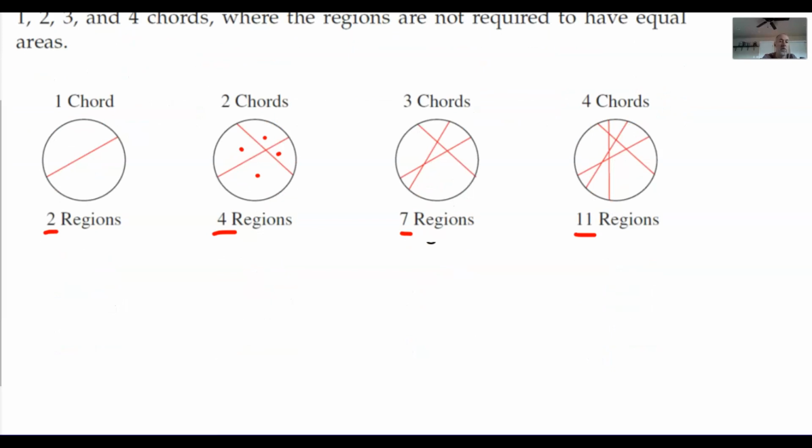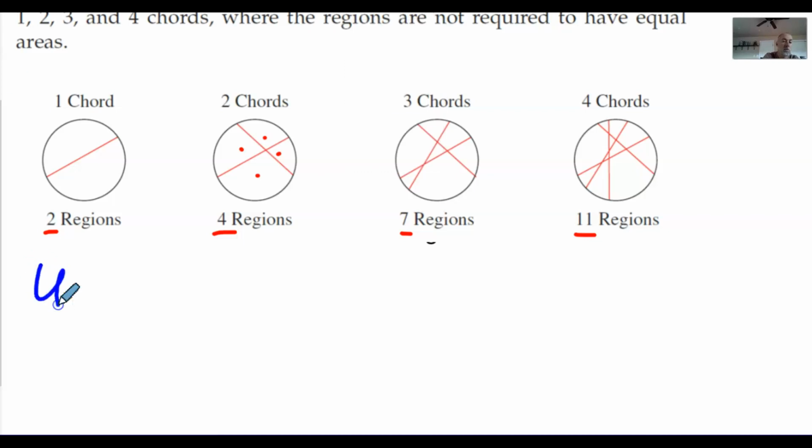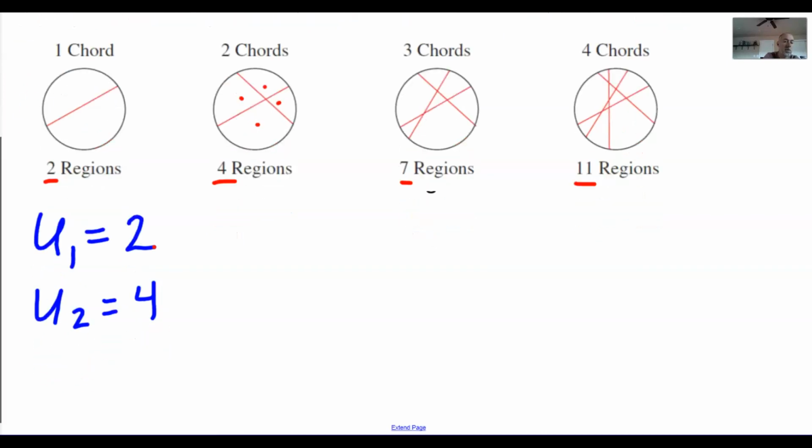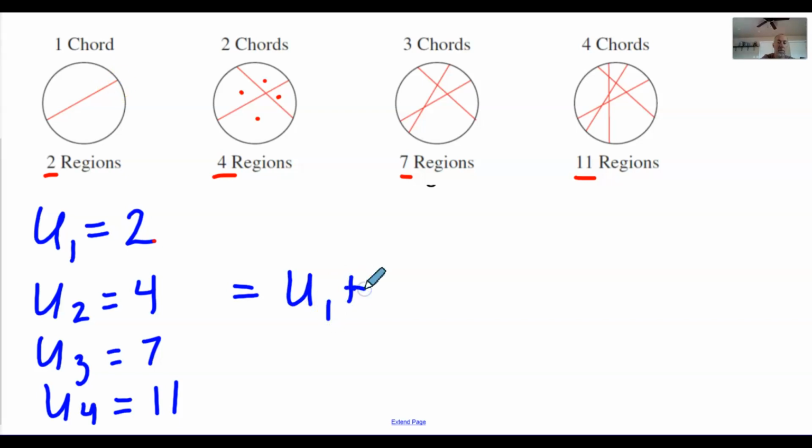So, to figure out a recursive sequence for this diagram, you start by writing out each of the terms. The first term is 2, the second term is 4, the third term is 7, and the fourth term is 11. Now, to get the second term, you would take the one previous to it, U1, and add something. 2 plus something is 4, so you would add 2.